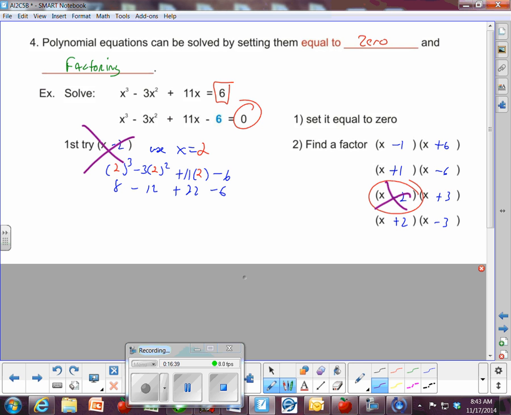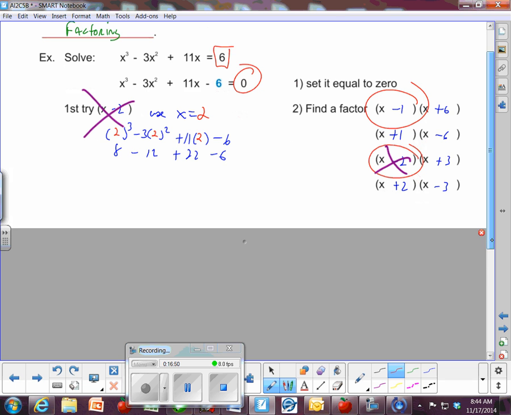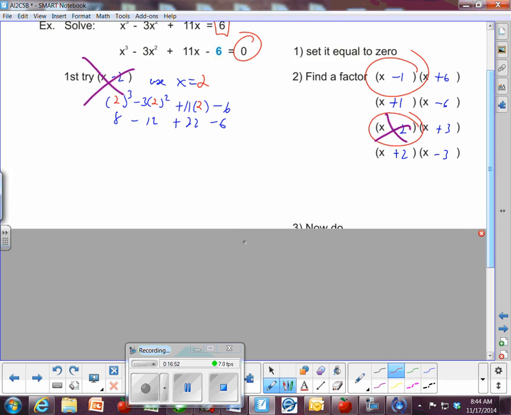Who else wants to give me a binomial? Amma. Say it again. x minus 1, Amma. Let's try that, x minus 1. We'll try that one on the second try. I like that. So our second try is x minus 1. Again, what are we going to use? We're going to use x equals 1. So let's go through and sub in a 1 everywhere you see the variable.